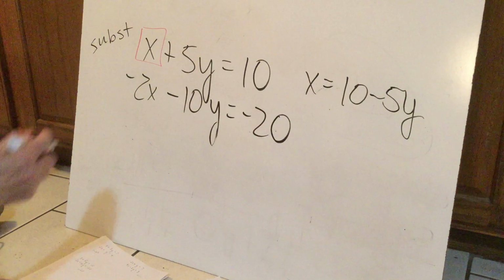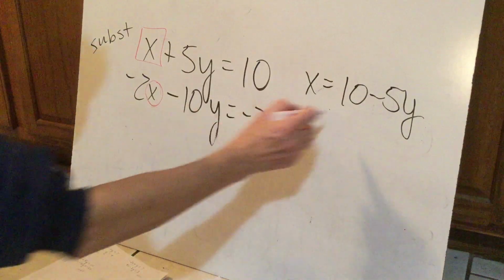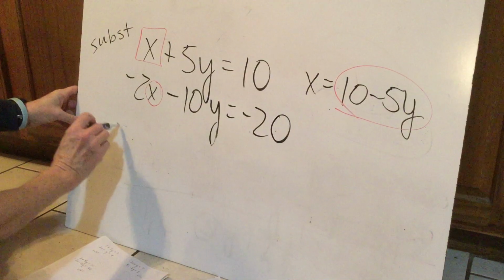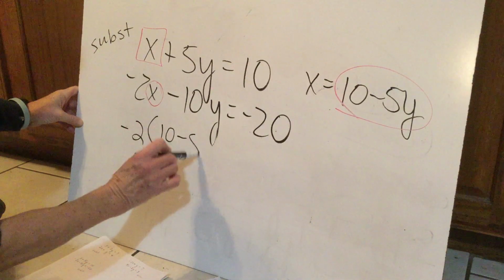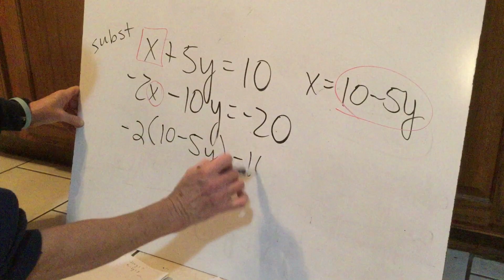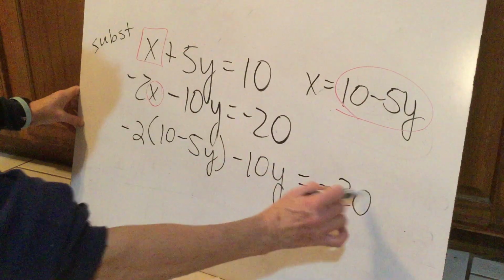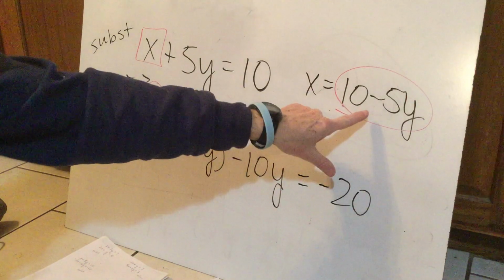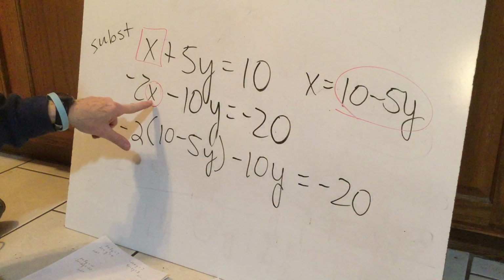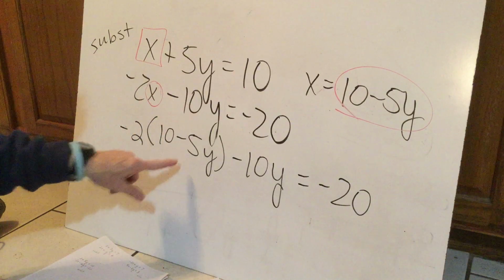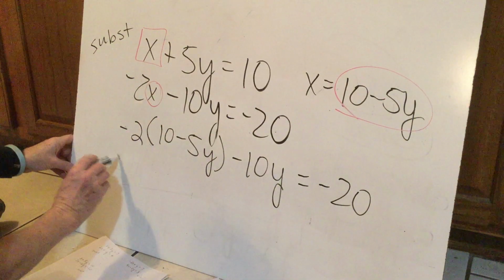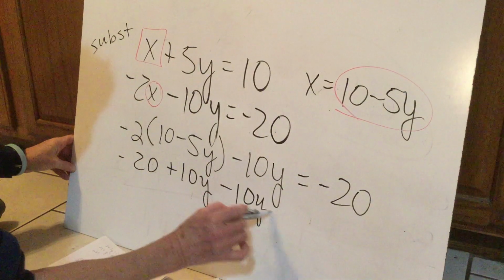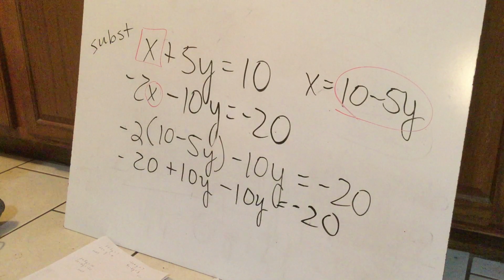Now, here is x. This is what x equals. So now I'm going to plug it in. So negative 2 times (10 minus 5y) minus 10y equals negative 20. I just took that right there and substituted it in right here. Now I've got to clean all this up. So negative 20 plus 10y minus 10y equals negative 20.